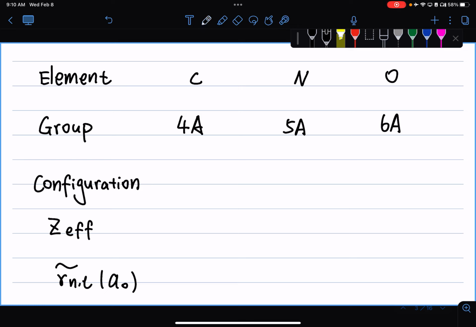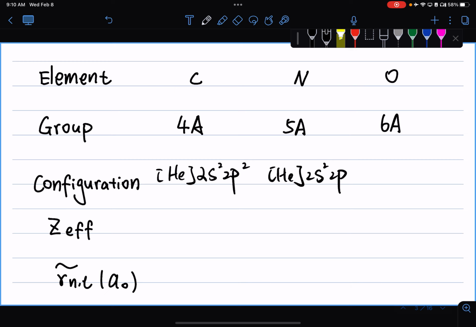So carbon is in 4A, nitrogen 5A, oxygen 6A. We can write out the electron configuration. That's always going to be helium. Carbon, that's 2s2, 2p2. Nitrogen is helium, 2s2, 2p3. And oxygen is helium, 2s2, 2p4. I know our valence electron is actually including the p atomic orbital, but we can't really calculate the effective core potential for those p atomic orbitals. So I'm just going to use the effective core potential for 2s as a quick demonstration.